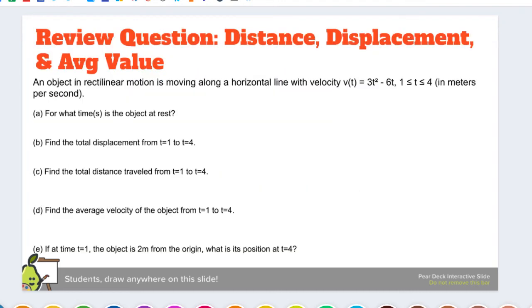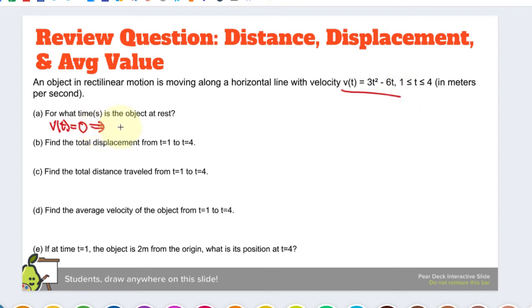Now, I just want to do a quick little review of distance, displacement, and average value, kind of seeing them all together and making the best use of our calculator as possible. In part A, for what time values is the object at rest? The object is at rest whenever the velocity equals 0, and they give us the velocity here.